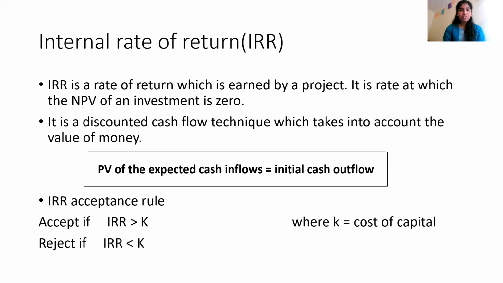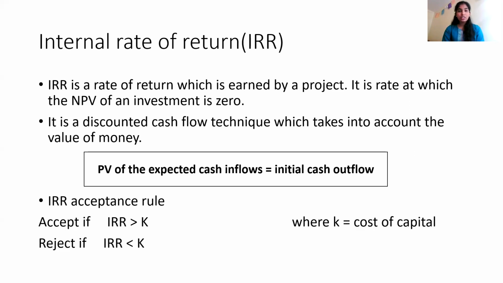So the acceptance rule is that when IRR, internal rate of return, is greater than K, K denotes cost of capital, that is IRR is greater than K, you will be accepting the proposal. In case IRR is lesser than cost of capital, you will reject the proposal.